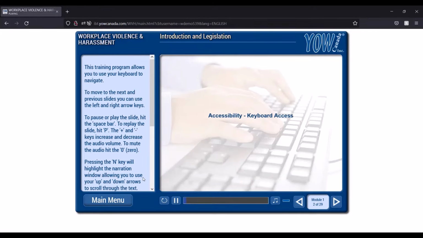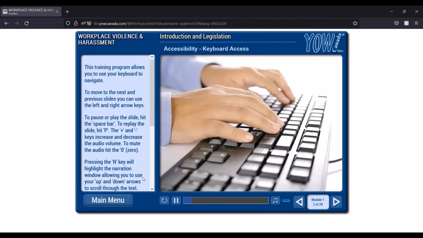Accessibility. Keyboard access. This training program allows you to use your keyboard to navigate. To move to the next and previous slides, you can use the left and right arrow keys. To pause or play the slide, hit the space bar. To replay the slide, hit P. The plus and minus keys increase and decrease the audio volume. To mute the audio, hit the 0.